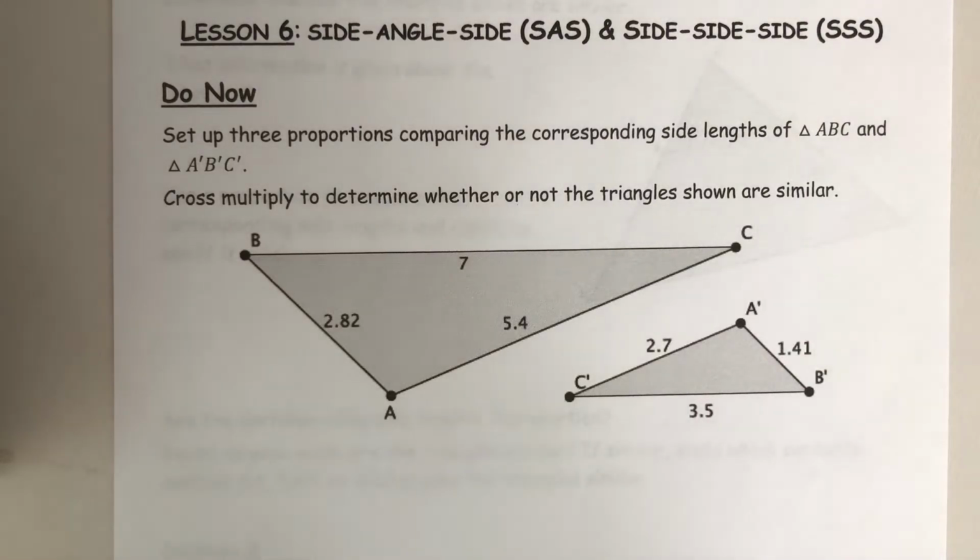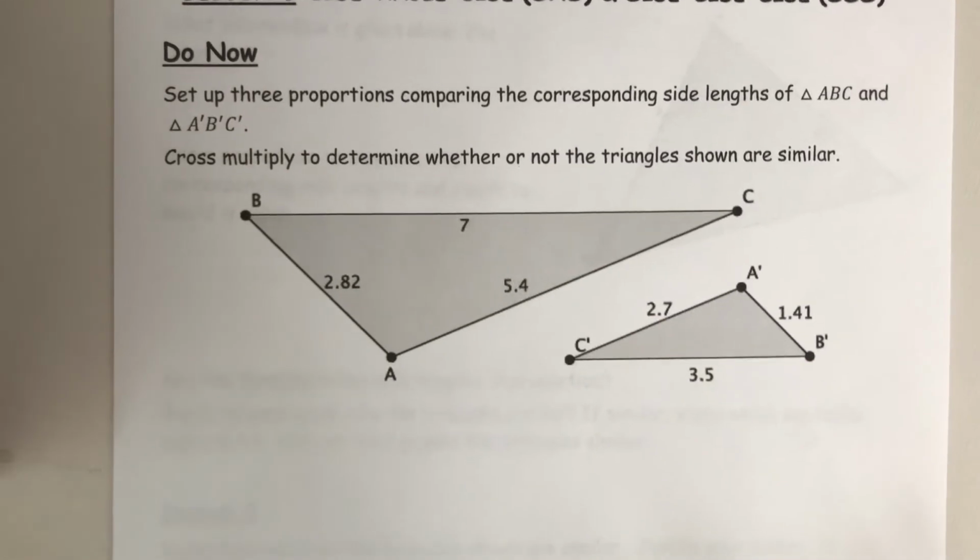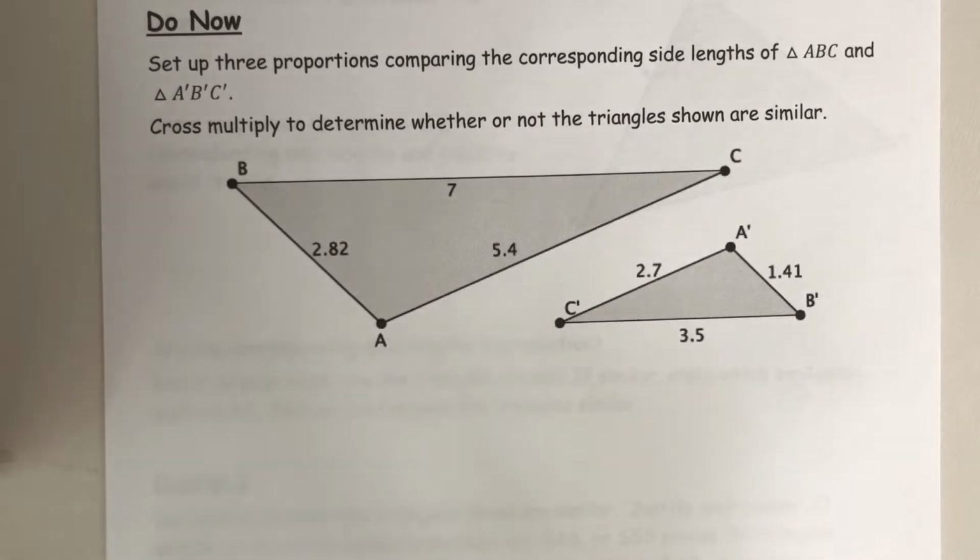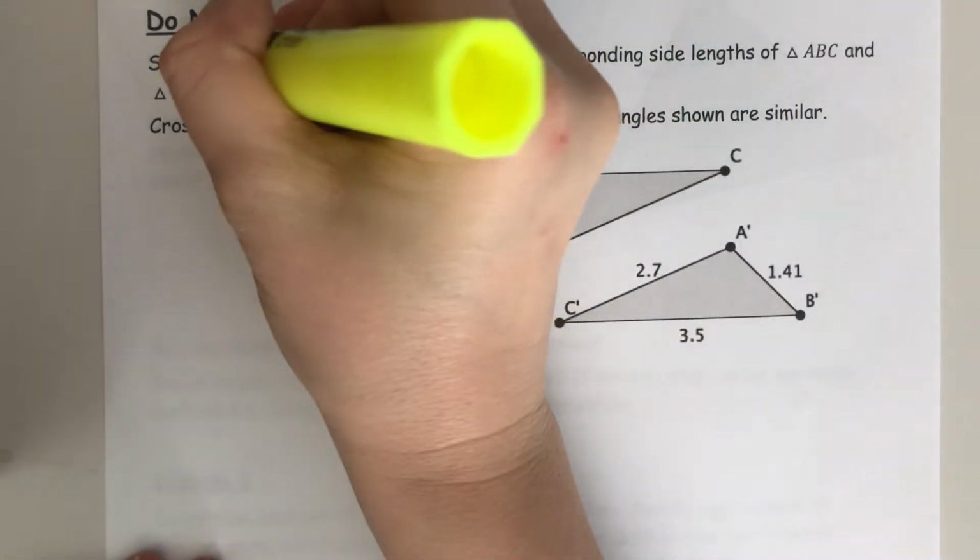Hi everyone, so today we're going to talk about side angle side and side side side, and these are ways to prove that the triangles are similar. So previously we discussed the angle angle, so today we're going to learn about these two new methods of proving that triangles are similar.